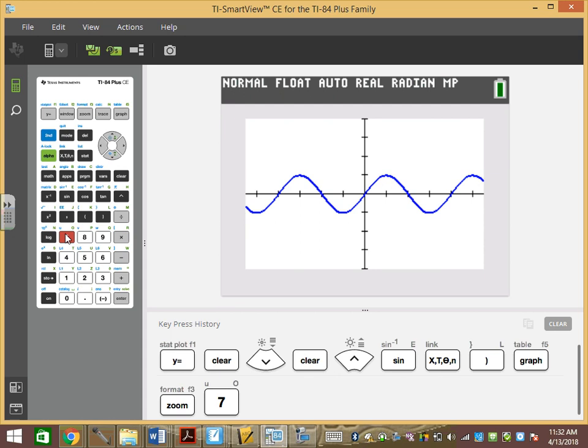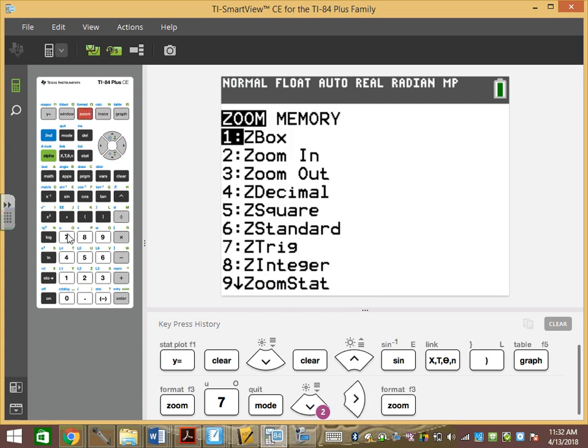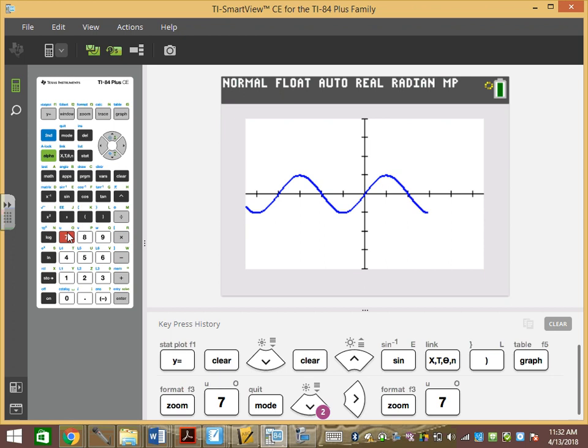Okay, now I'm going to change my mode to degree so it's even a little bit easier for you to see. And now I have to go zoom 7 again, so it changes my window to a degree window. If not, it wouldn't have drawn it well, right? Because it was in a radian window. So I have my sine graph.